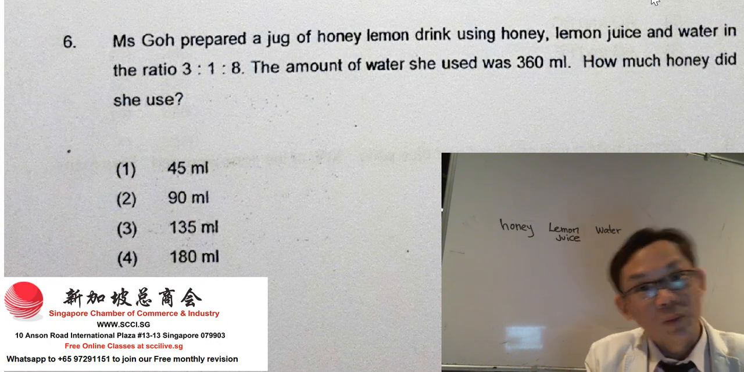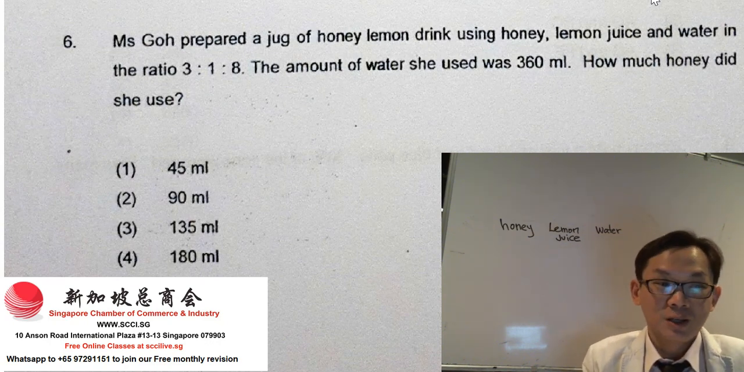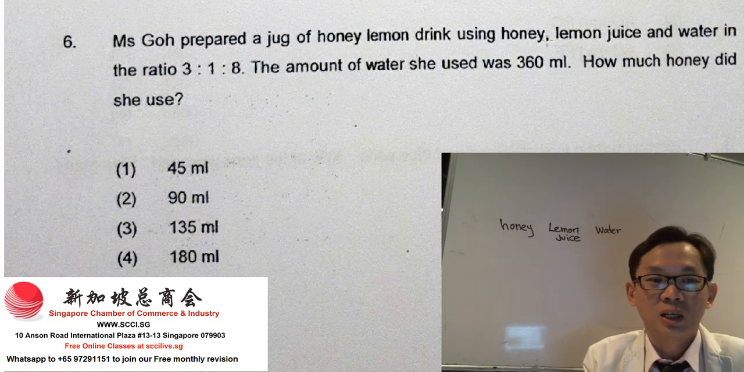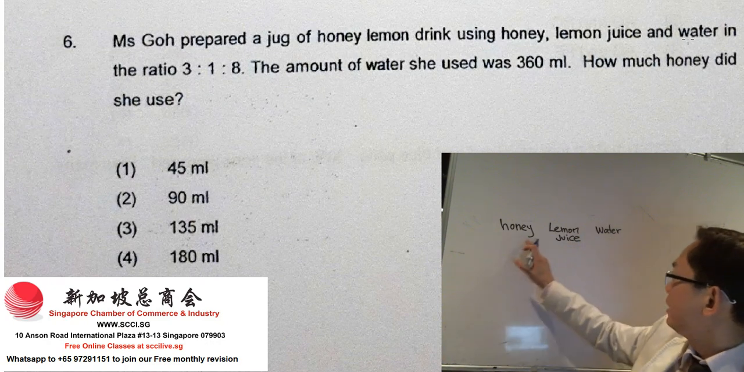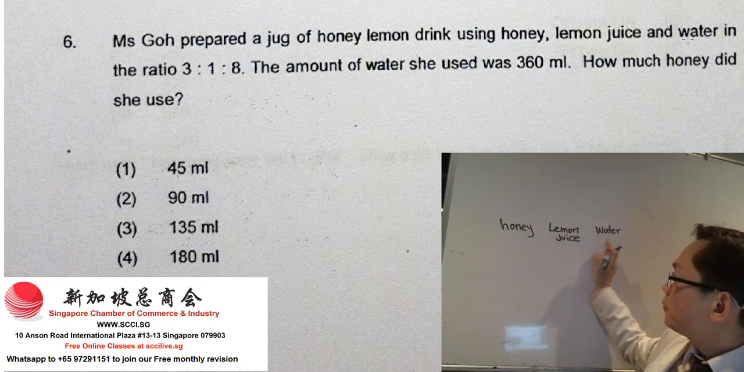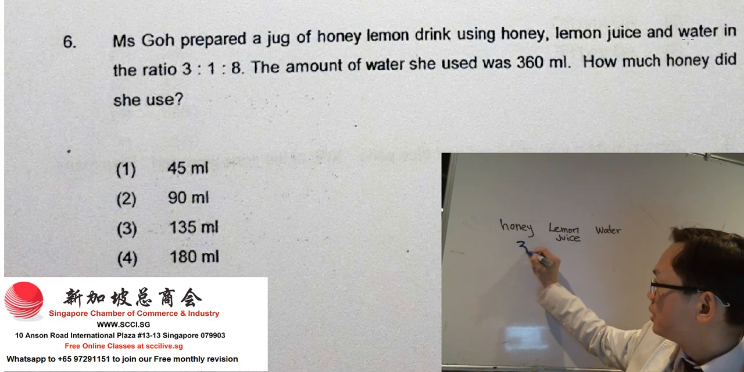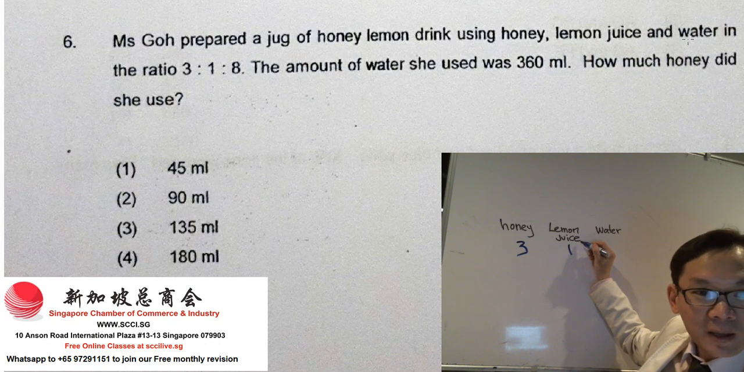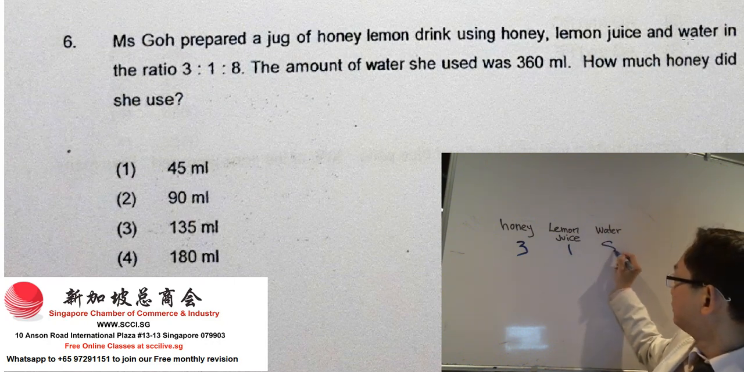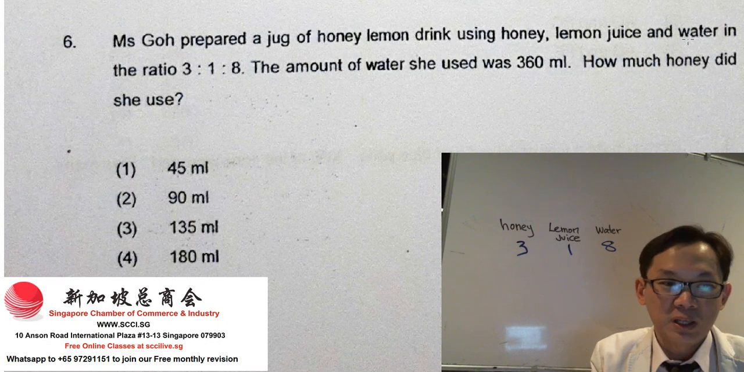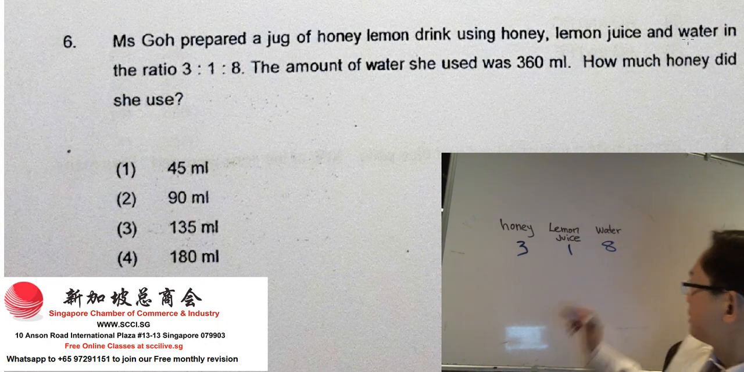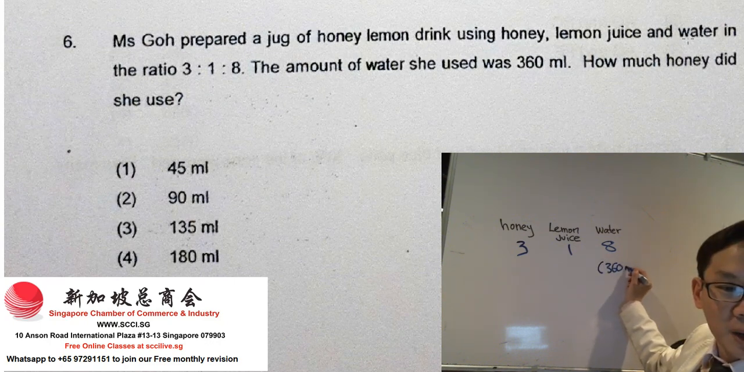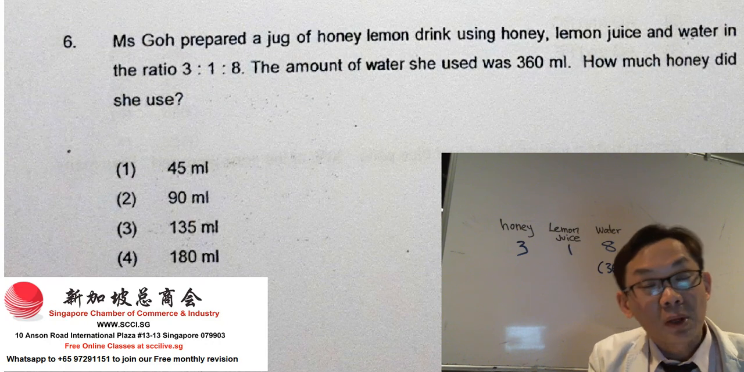Did you manage to work out the answer? Let me now provide you with the answer. Miss Go prepared a jug of honey lemon drink using honey, lemon, and water in the ratio of, as you can see, 3 for the honey, 1 for the lemon juice, and water is actually 8. Now the second part is that the amount of water she used was 360 ml. How much honey did she use?